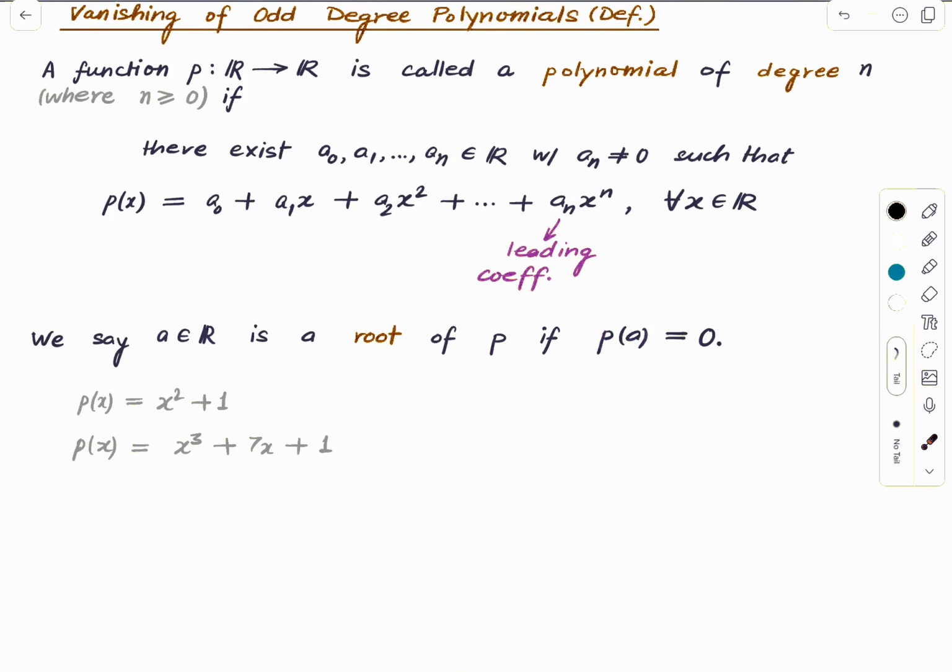Now, not every real polynomial has a real root. If you define your polynomial via this equation, it does not have any real root. It has complex roots, but it does not have any real root. This was an even degree polynomial, the degree of this polynomial was 2. But if you take any odd degree polynomial, it has a root, and that's not trivial. And this is what we will show, that every odd degree polynomial has at least one root.